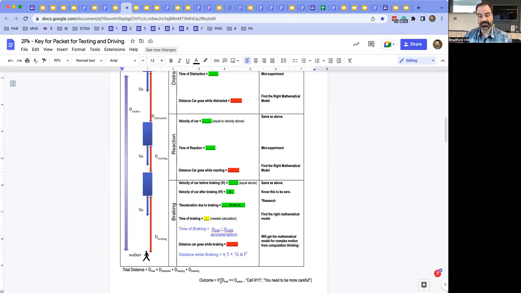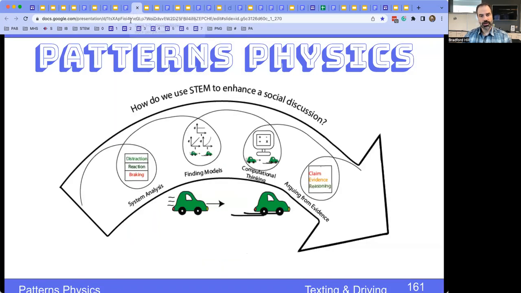This one, they need guidance. They're just going to be really listening to the teacher on this one. I'm going to quote you, call 911. What would you say if the car stopped short of the walker? Hey, I'm going to quote you, you need to be more careful. So good stuff there. It's pretty fun. And that's something that almost no student has done before. All right. So that is our overview of the system analysis.